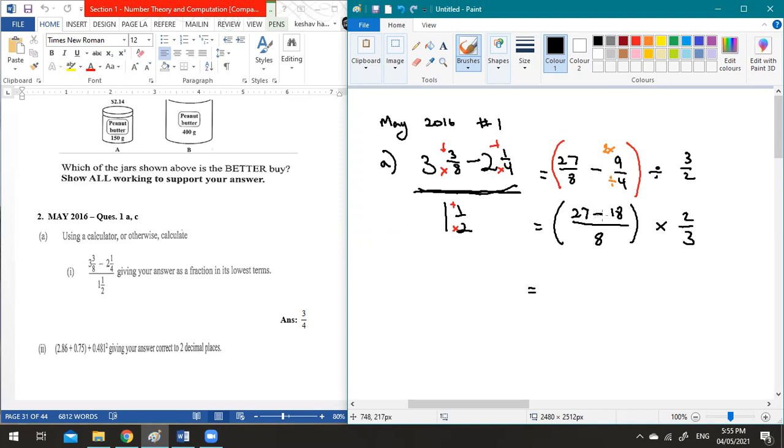So we could simplify: 27 take away 18 is 9 over 8, multiply by 2/3, and cross simplification. 2 into 8 is 4, 2 into 2 is 1, 3 into 3, 1, 3 into 9, 3. So 3 by 1 is 3, 4 by 1 is 4. And that's the answer. Anybody need me to explain that over again?